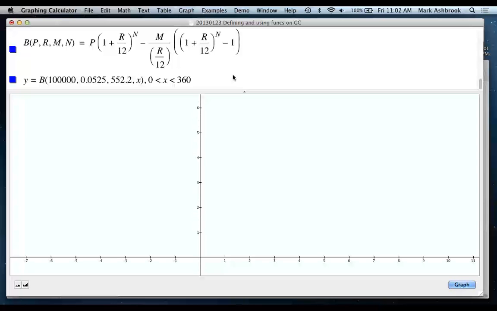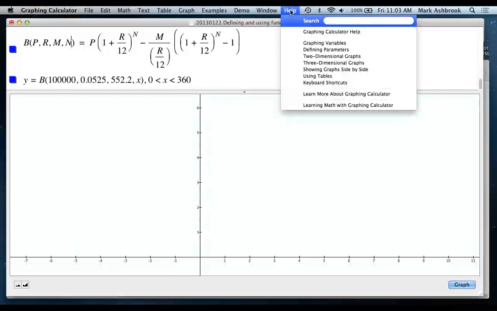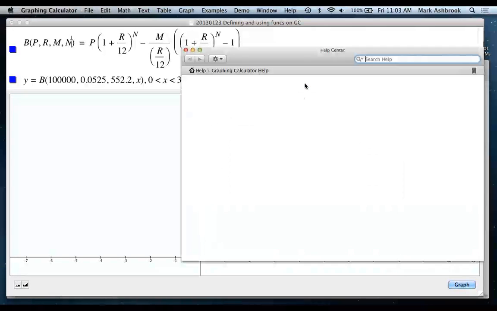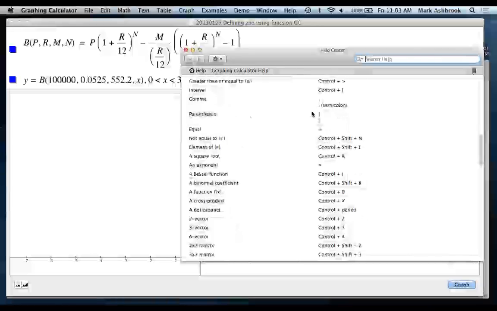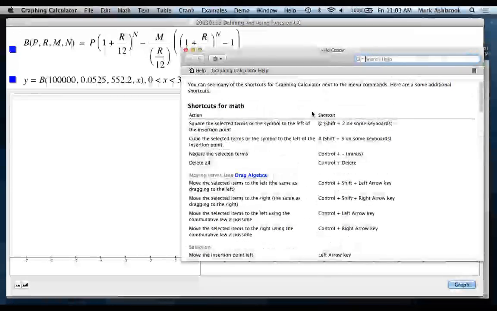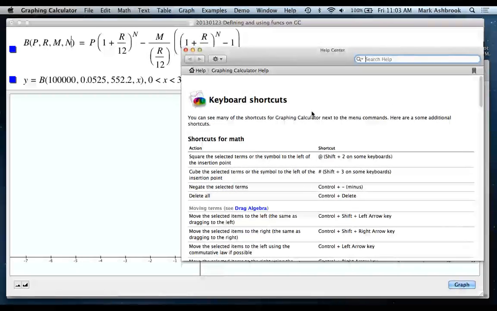Is it possible to make a less than or equals to sign on a graphing calculator? Yes, it is. If you ever can't find something, go to help, keyboard shortcuts. There's a window of keyboard shortcuts, which will be different for Mac and PC. I'm not going to have time to go through every single one and teach every one, so find what you need, okay?